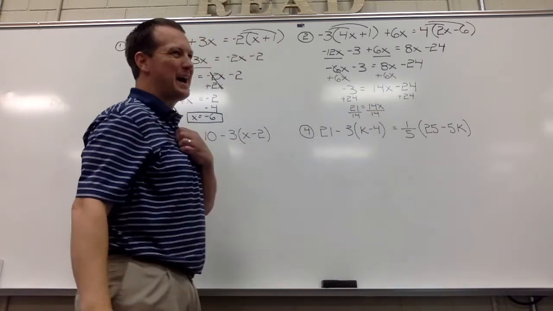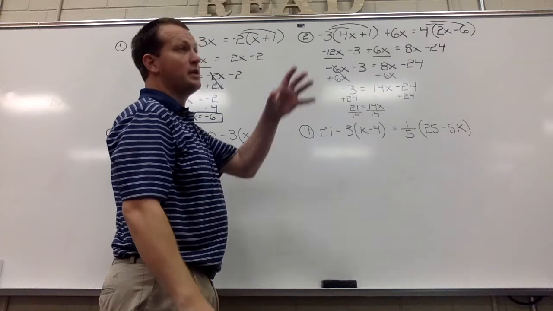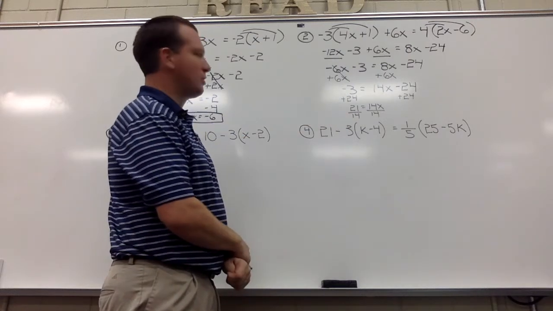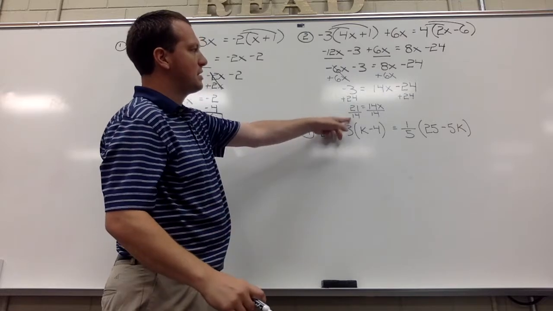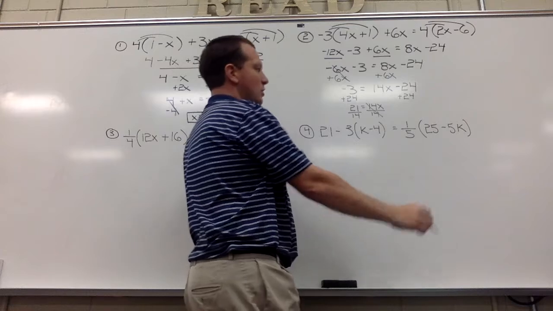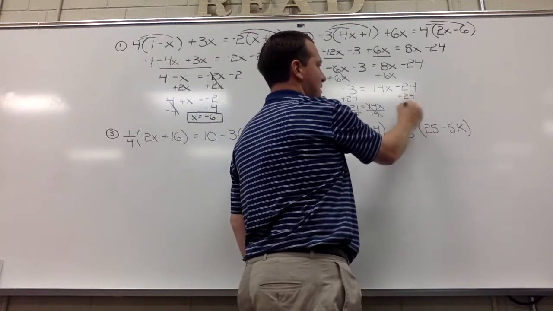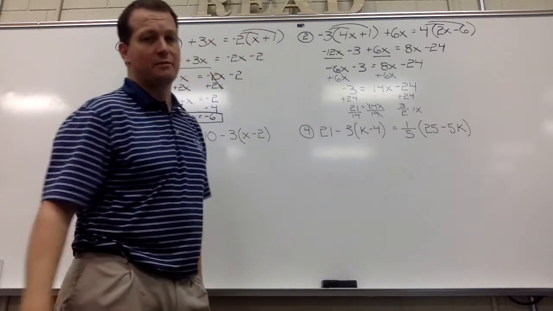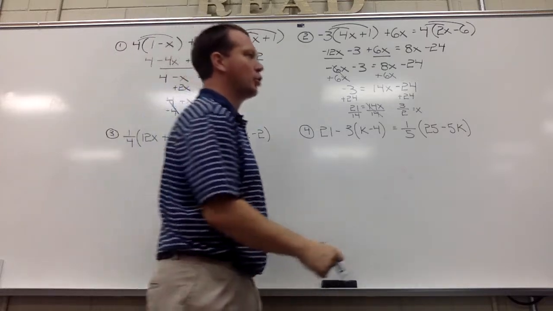14 does not divide 21. 14, 28. However, we can reduce this improper fraction here. 7 divides 21 and 14. So reducing 21 over 14, we'd have 3 halves would equal x. If you want to write that as 1.5, that is also groovy.